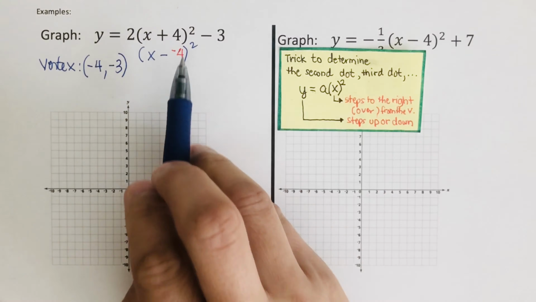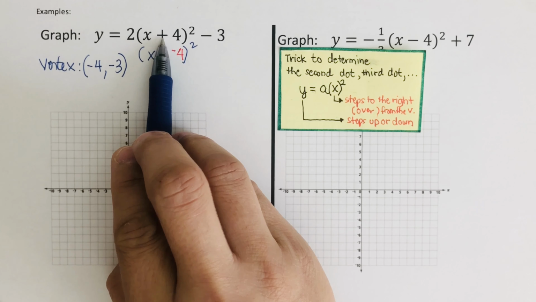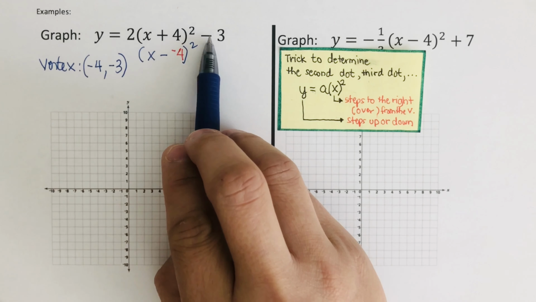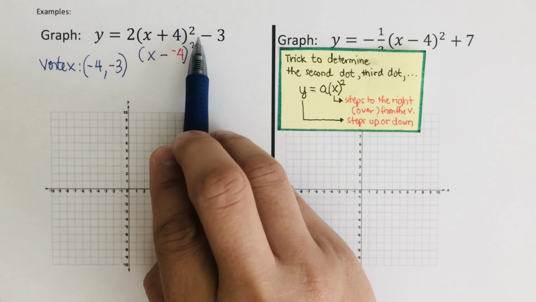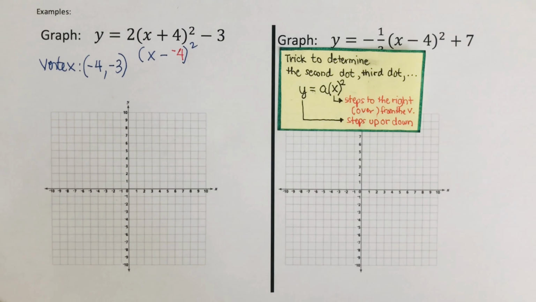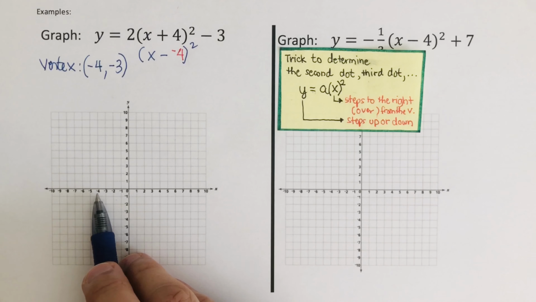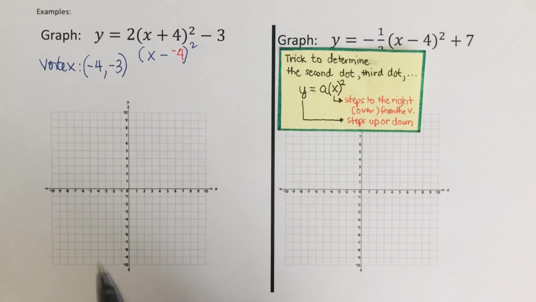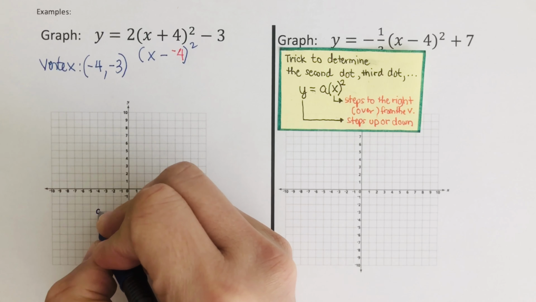Again, the trick is switch this. If that's a plus, make it a negative. And then we keep this. So switch and keep. So that is negative 4, negative 3. So the vertex is negative 4, negative 3. So it's going to sit here.